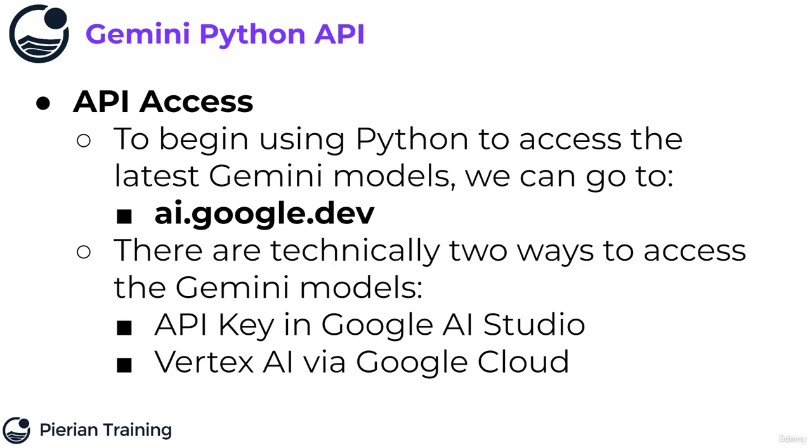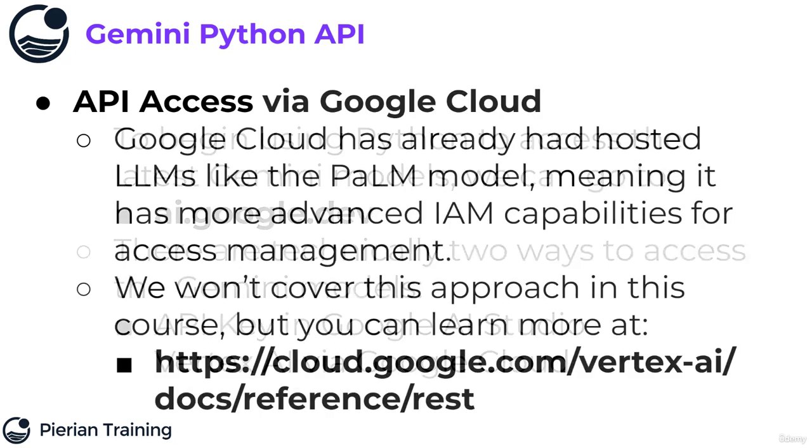I want to quickly point out, however, there are technically two ways to access the Gemini models. You can use an API key in Google AI Studio, which is what we're going to use, but you can also technically use Vertex AI via Google Cloud. Google Cloud already has hosted large language models like the PaLM models, and they've had that for a while, meaning it also has access to more advanced IAM capabilities for access management. This basically just stands for Identity and Access Management.